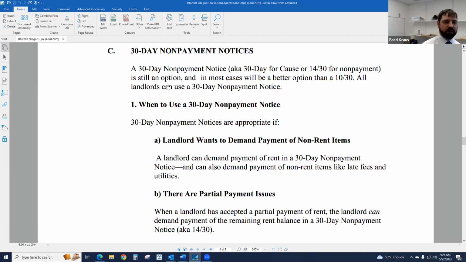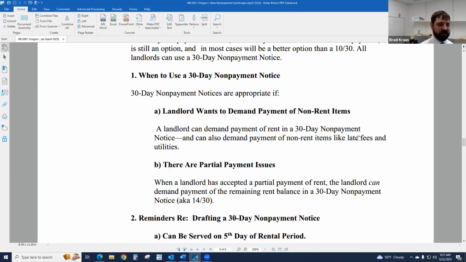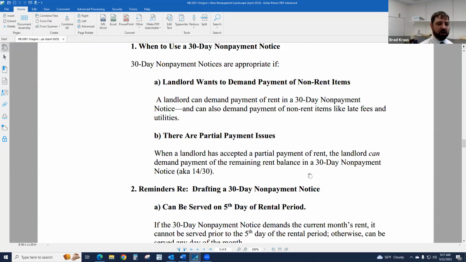All right. So now we're talking about those for cause notices, that 30-day non-payment notice. Again, it's still an option. Most cases, going to be a better option for you. It allows you to demand payment of non-rent items. So things like late fees, utilities, damages. It also allows you to include partial payments. Okay, so keep that in mind. With respect to partial payments, for any of you that do draft your own notices, it's important to understand allocation of payments.